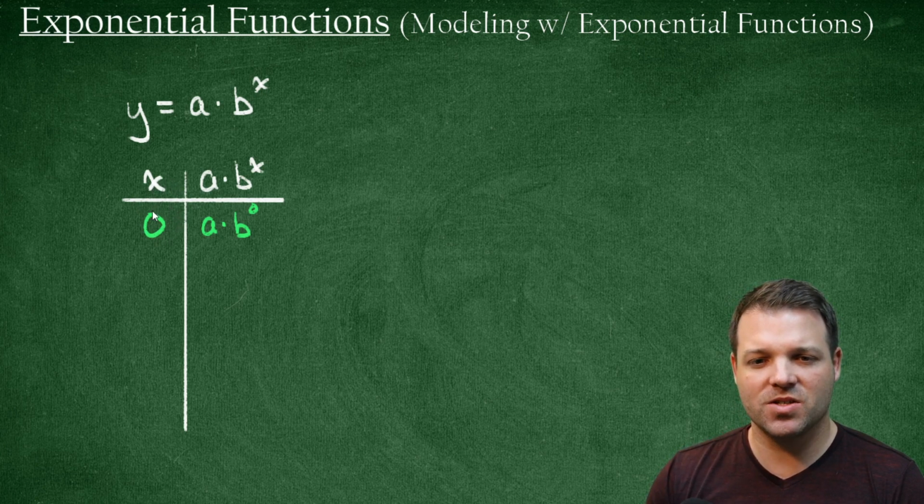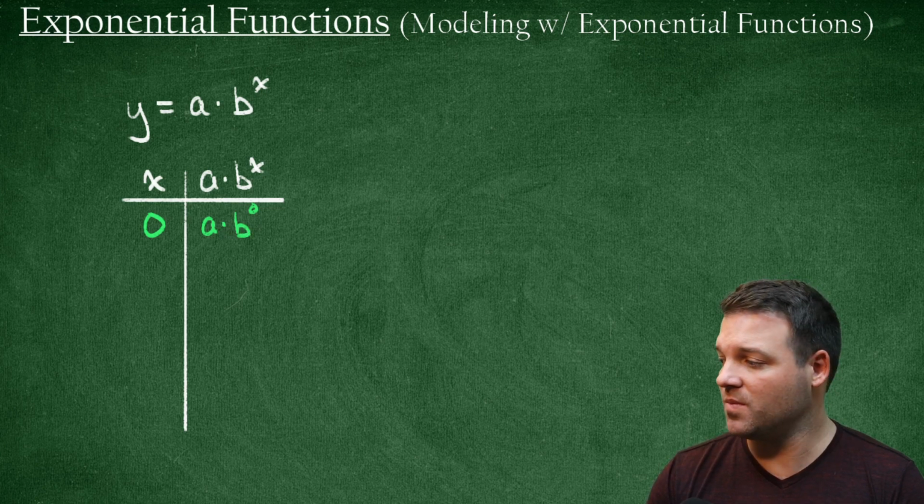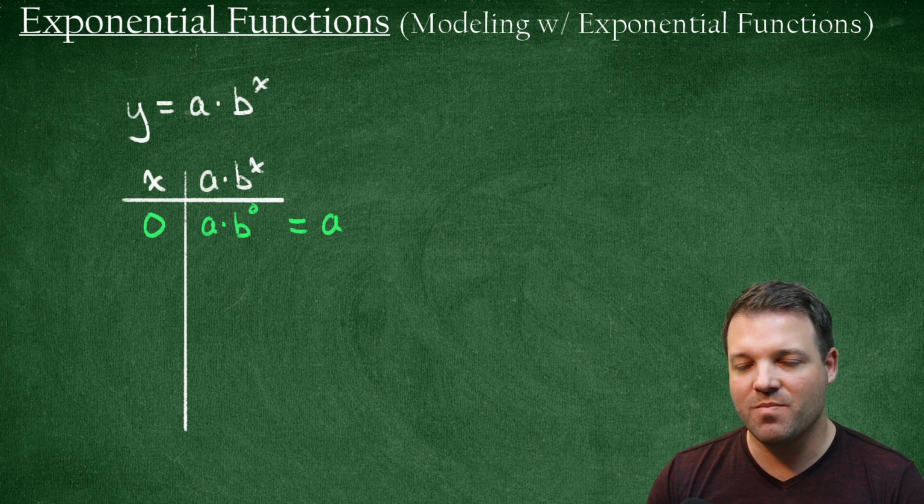So if x starts at 0, then what do we end up with? Well, the y value is going to be a times b to the 0th power. And anything to the 0 power we know is 1. So that means that if I plug in an x value of 0, then I just get a back, which is actually really important. And we're going to see why in a second.